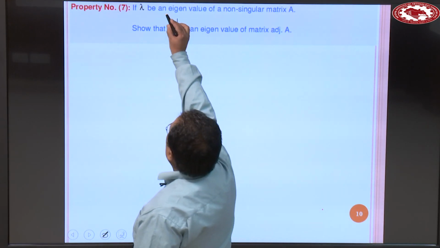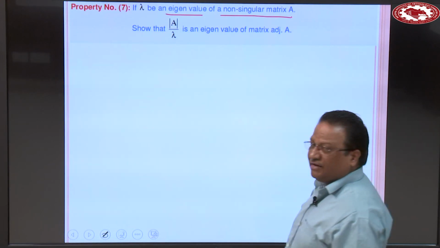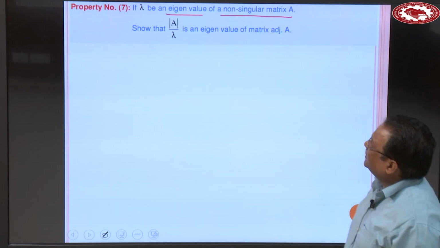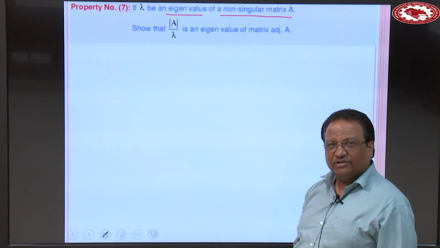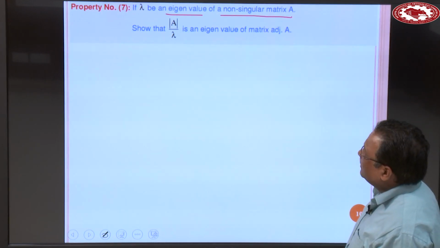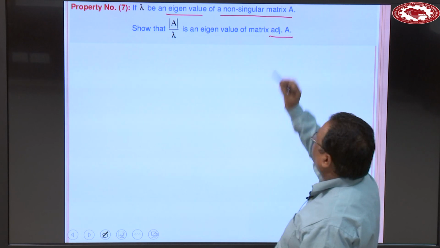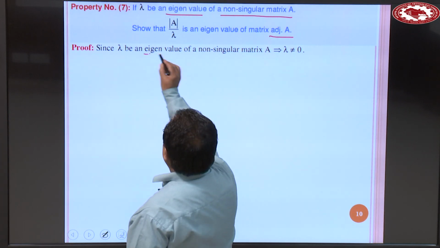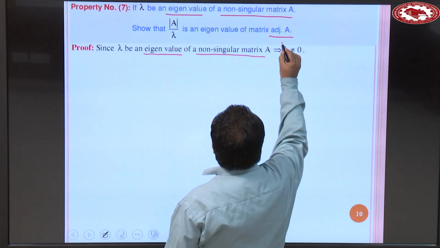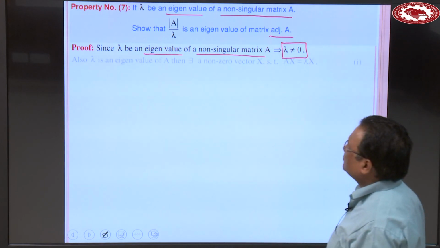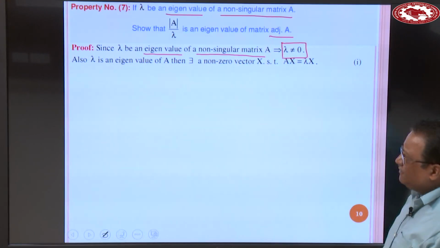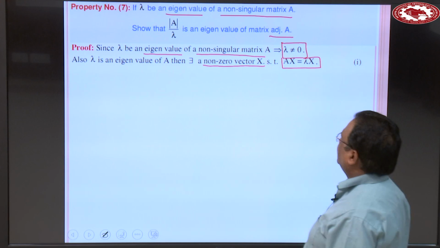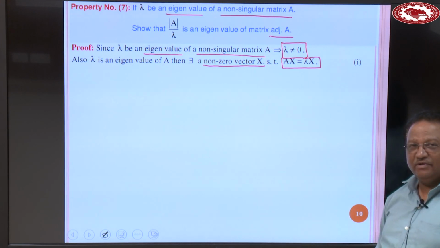If lambda is an eigenvalue of a non-singular matrix A, here the matrix is given non-singular, meaning determinant A is not equal to 0, right? So determinant A is not equal to 0 means lambda is not equal to 0. Show that determinant A over lambda is an eigenvalue of adjoint A. Okay, adjoint A. So here lambda is an eigenvalue of non-singular matrix A. This means lambda is not equal to 0 because of non-singular matrix A. And if lambda is an eigenvalue of A, then there exists a non-zero vector capital X such that Ax is equal to lambda x.